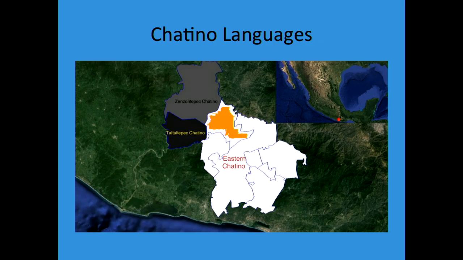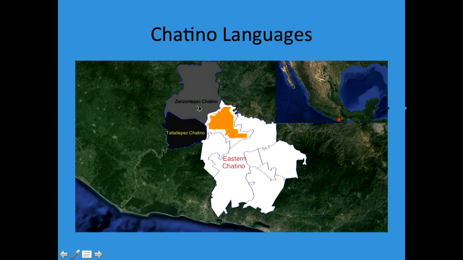I don't know if you can see my computer; I can see it very well, but I don't know what you're seeing. This gray area is a language called Zenzontepec Chatino, and it is the one that is closest to Proto-Chatino. This language is disyllabic, and it has about three tones. Then in Tataltepec Chatino, this is only spoken in one community by about 100 people, meaning that this is a highly endangered language.